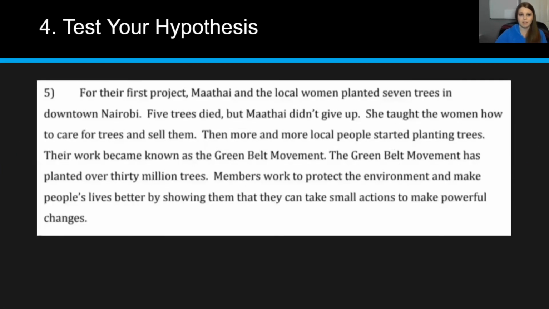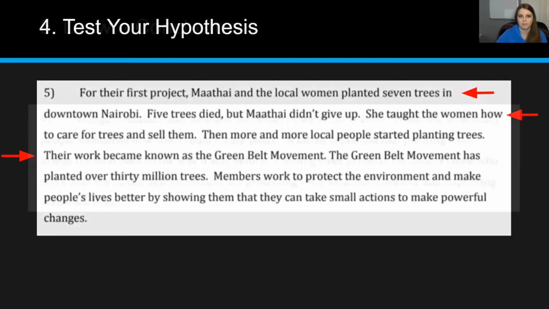So the next step is she tests her hypothesis. So the first thing she does is they plant 7 trees in their village, but 5 of the trees die, which is part of the testing process. But she doesn't give up, so she teaches the women how to care for the trees. She teaches them to sell them, and as they continue, there's more and more trees planted, and now their work is being recognized and called the Green Belt Movement.